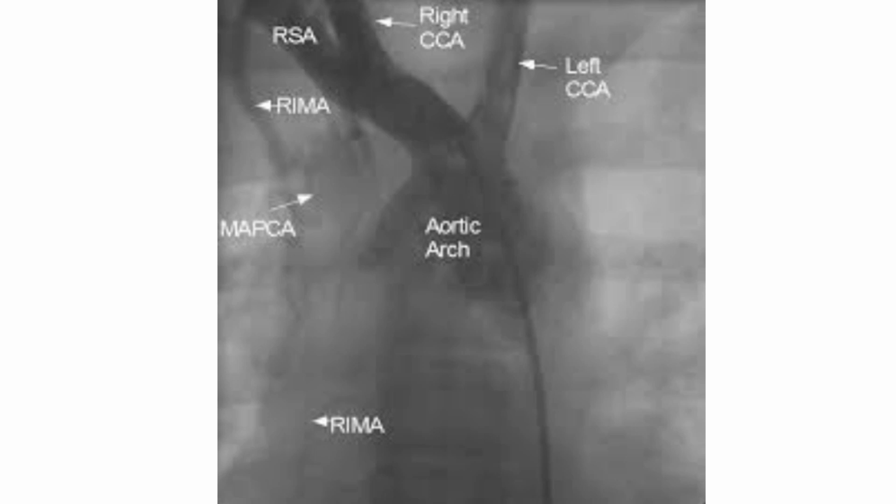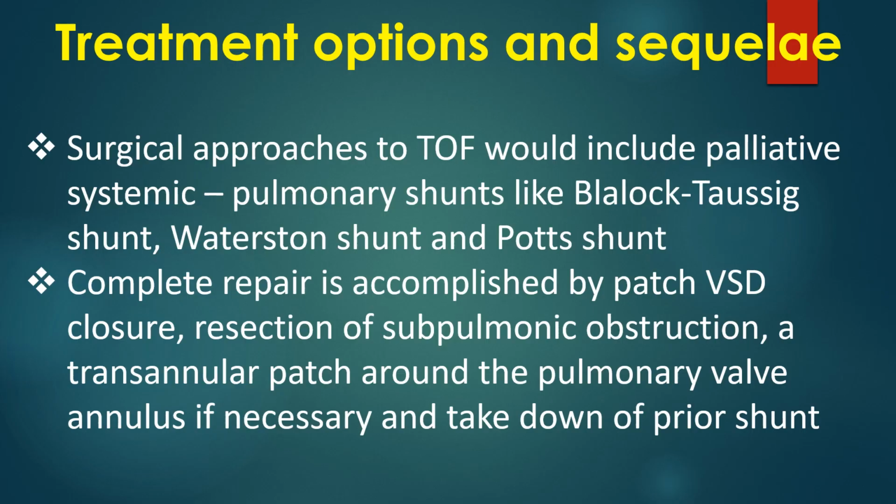Hilar collaterals can also occur in pulmonary atresia. Surgical approaches to TOF would include palliative systemic pulmonary shunts like Blalock Taussig shunt, Waterston shunt, and Potts shunt. Complete repair is accomplished by patch VSD closure, resection of the subpulmonic obstruction, a transannular patch around the pulmonary valve annulus if necessary, and a takedown of prior shunt.